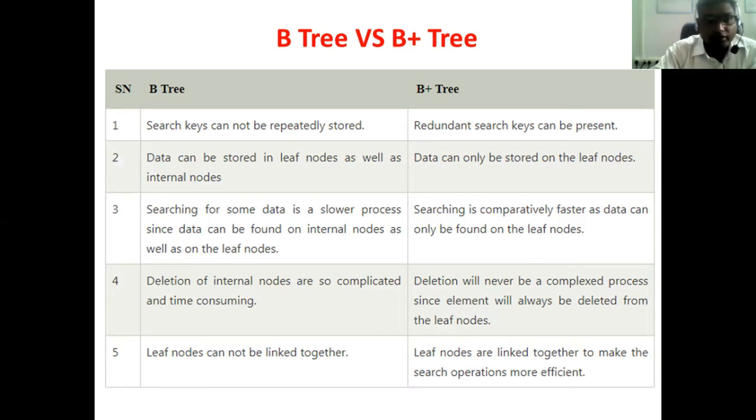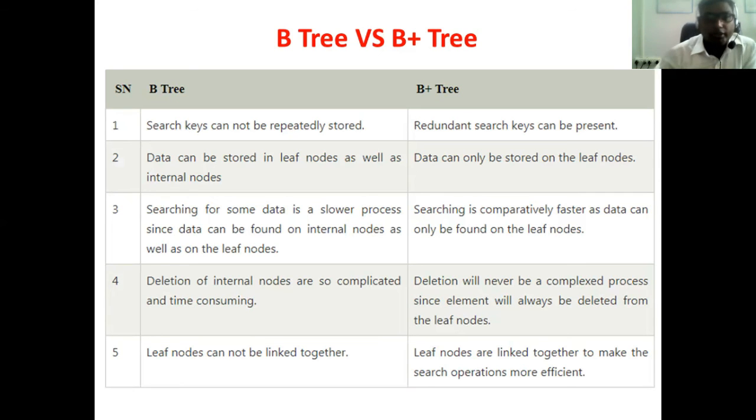After that, the fourth point is that deletion of internal nodes is complicated and time-consuming. If you want to delete an internal node in a B tree, it is a time-consuming process, and it is very complicated. Whereas in case of a B plus tree, we can easily insert or delete the internal node because the internal node only contains the key values, since all data are present in the leaf node. So you can easily delete the internal node.